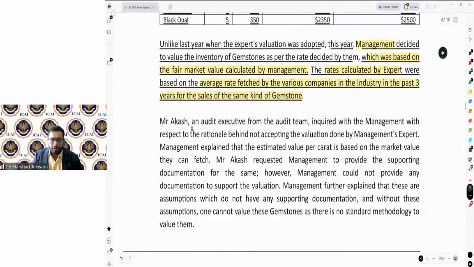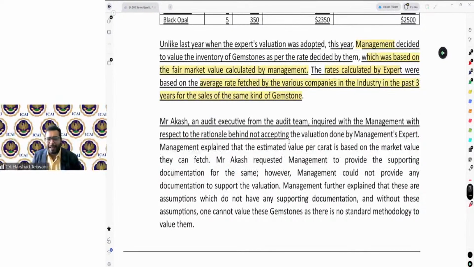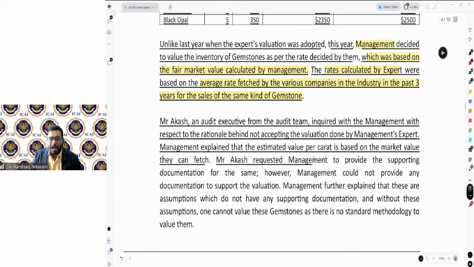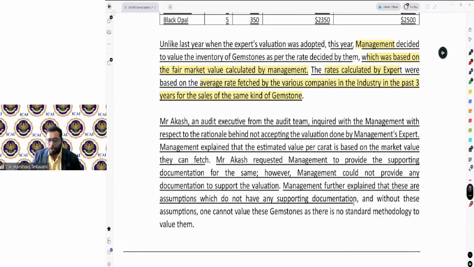Mr. Akash, an audit executive from the audit team, inquired with the management with respect to the rationale behind not accepting the valuation done by the management expert. Management explained that the estimated value per carat is based on the market value they can fetch. Mr. Akash requested management to provide the supporting documentation for the same. However, management could not provide any documentation to support the valuations. Management further explained that these are assumptions which do not have any supporting documentation, and without these assumptions, one cannot value these gemstones as there is no standard methodology to evaluate.